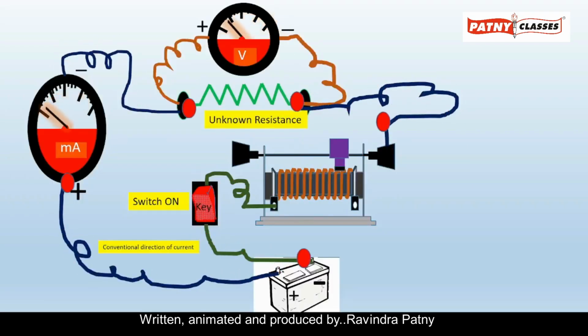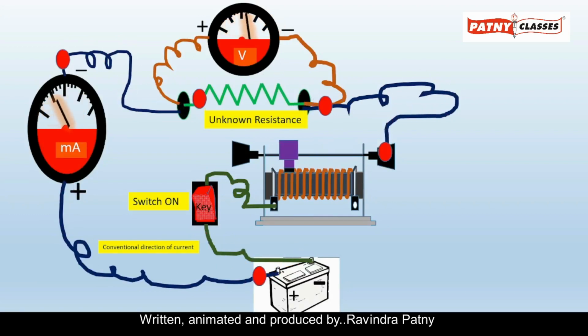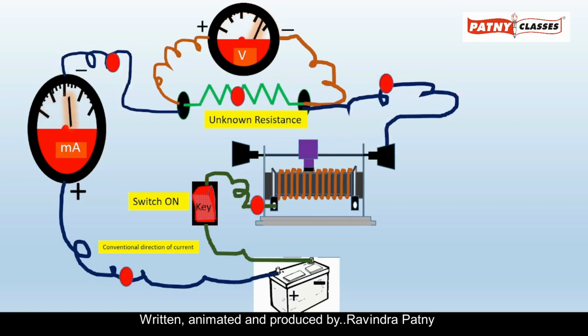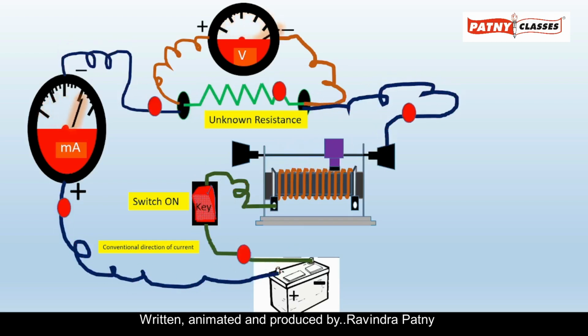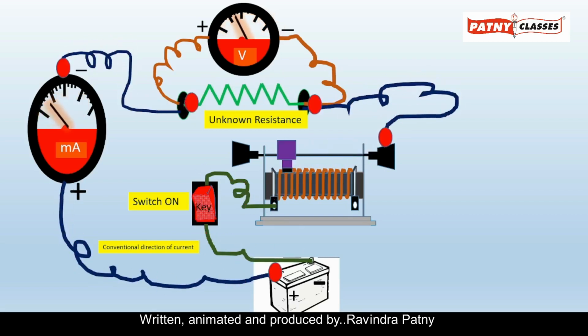This is an experimental arrangement to prove Ohm's law. In this one, we have an unknown resistance. By using Ohm's law, we can easily find out the unknown resistance here. Here, we have a voltmeter and milliammeter, and we also have a rheostat. By sliding the wiper of the rheostat, we can alter the amount of current flowing through the circuit.